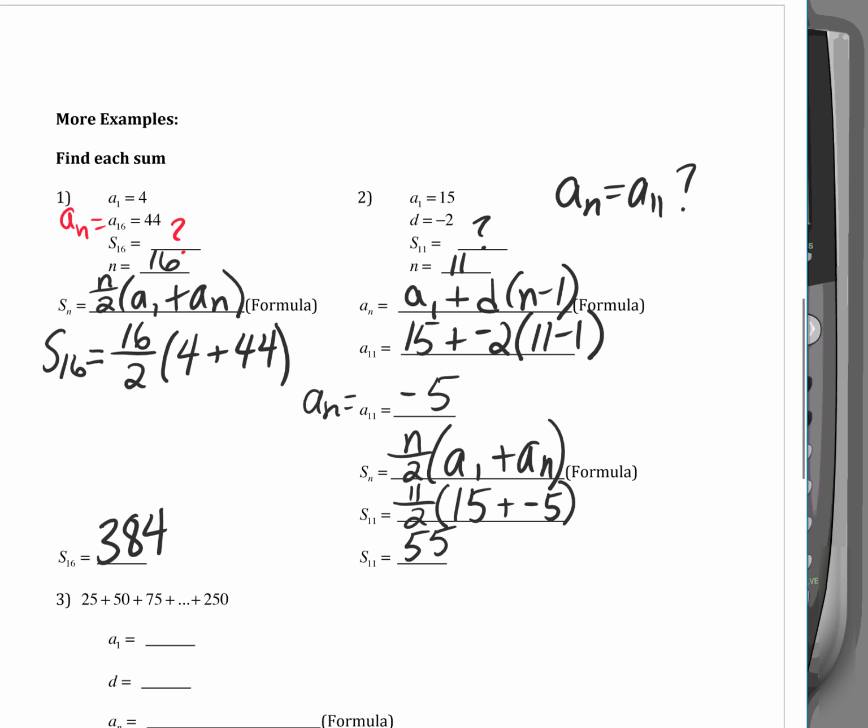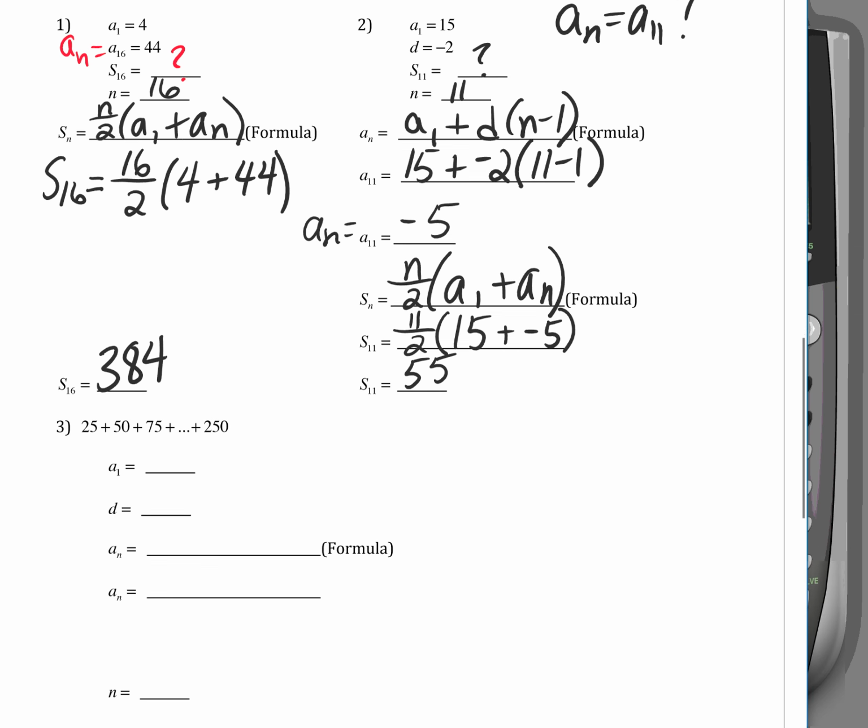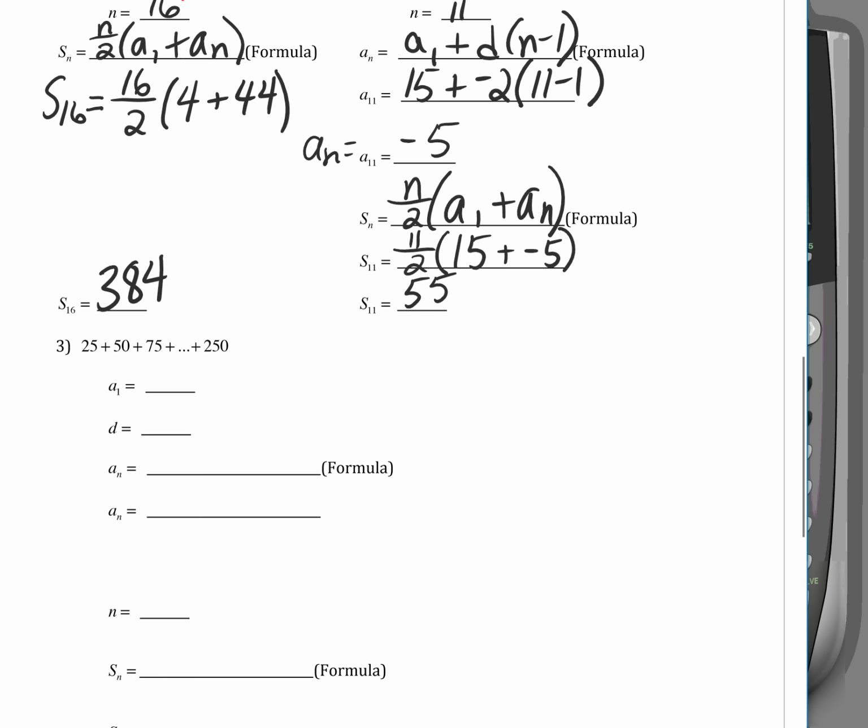Did not mean to switch that over so quickly. If at any point this goes too fast and you need to pause it, go for it, or rewind a little to make sure you get the stuff copied, please do that.